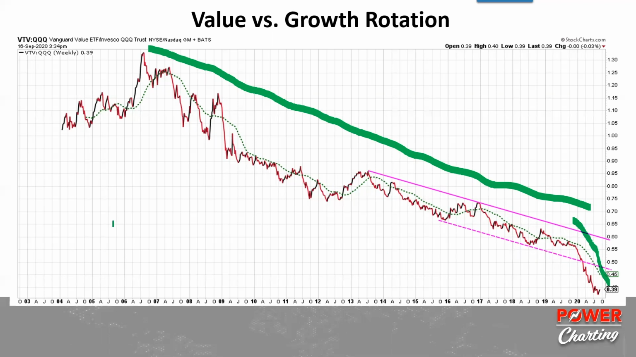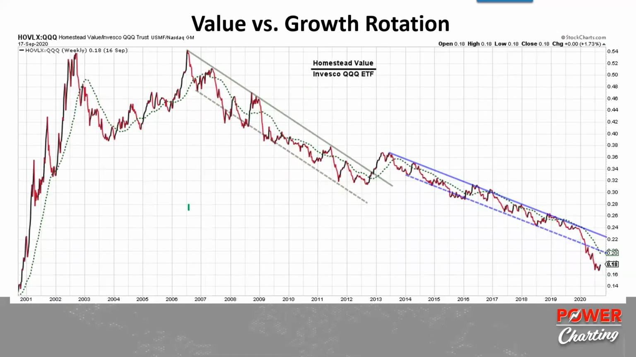Well, is it always the case that growth is going to outperform? Because let's face it, growth is growth. Or are there times when value can become the dominant theme and where investors should be focusing their attention? Here is a longer term. That was all the history we had on that last chart. Here is just using the proxy of the Homestead Value Mutual Fund and comparing it again to the Triple Qs.